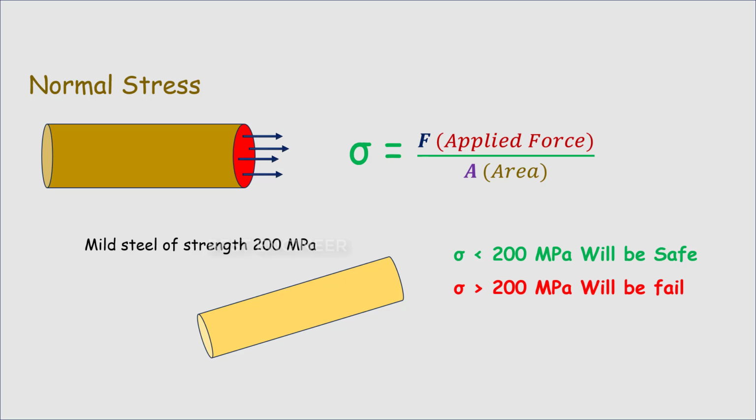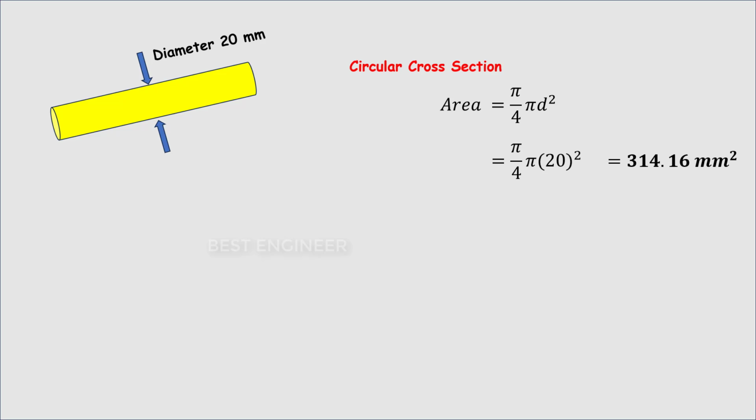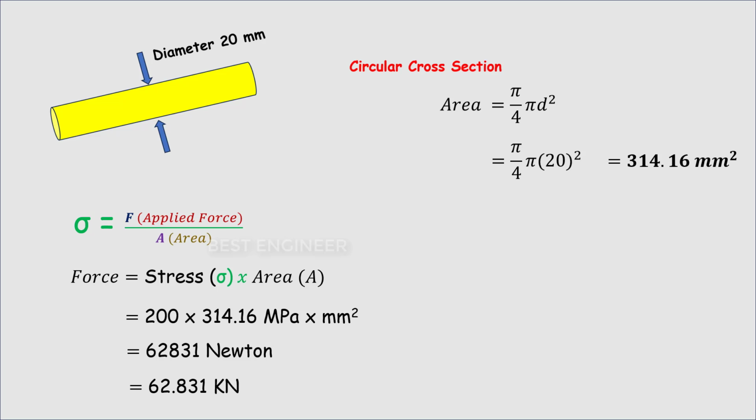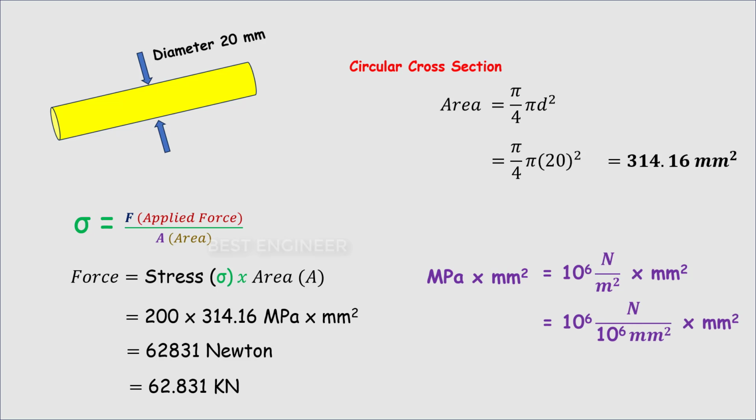For example, a shaft of diameter 20 mm has a cross-section area of 314.16 square millimeter. Now the force is equal to the stress times area. That is 200 times 314.16, which is equal to 62,831 Newton, or 62.83 kilonewton. Unit conversion: 1 megapascal is equal to 10 power 6 Newton per square meter, and the square millimeter is the unit of area. Therefore, the unit of the force is Newton.